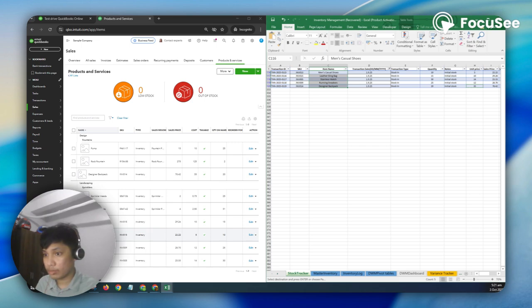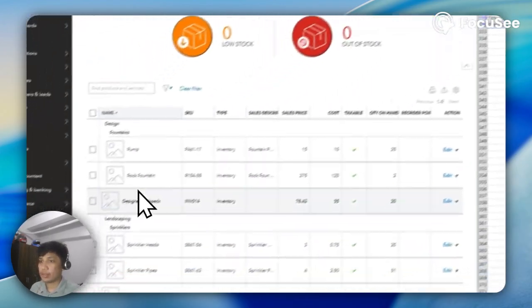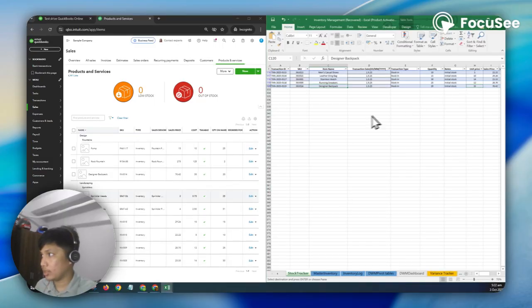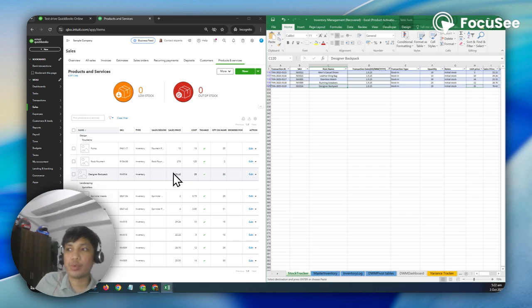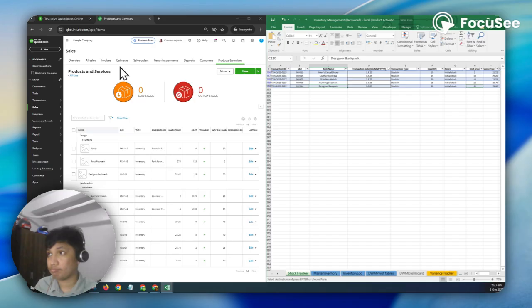What is missing? Running sneakers, designer bag, stainless watch, leather sling bag, men's casual shoes. One, two, three, four. Okay, we have it here. This is very straightforward. Next, I'll show you the effect of this on our balance sheet.